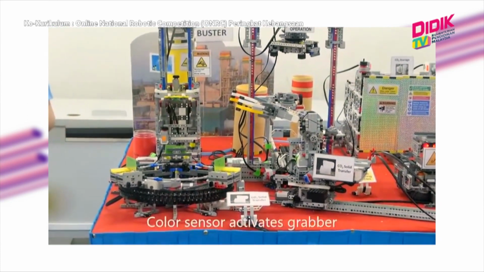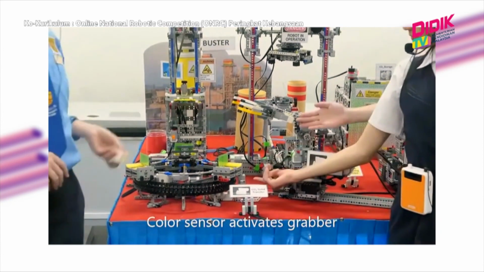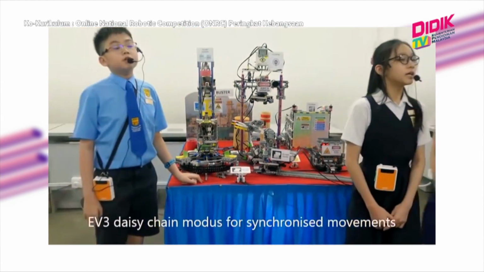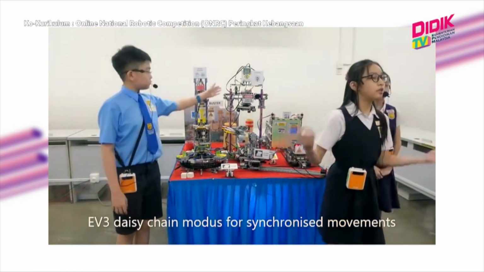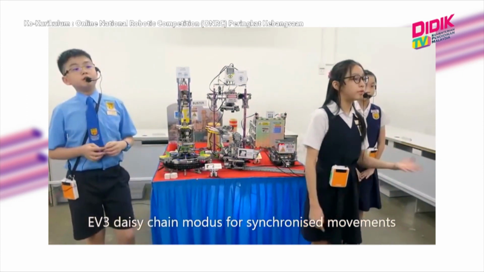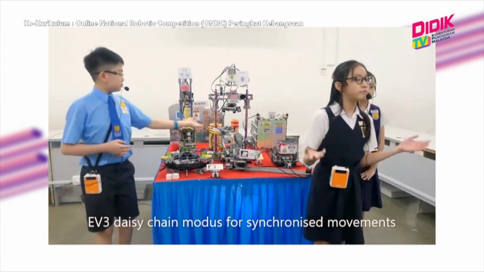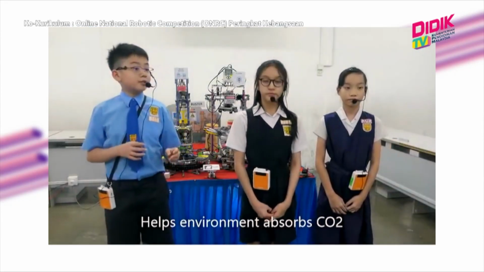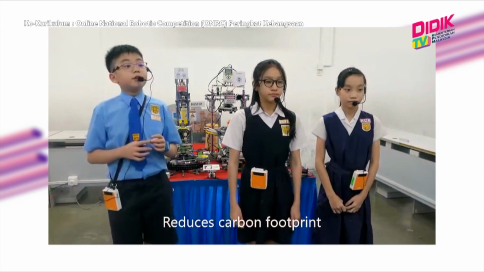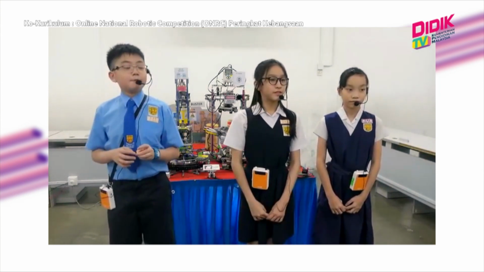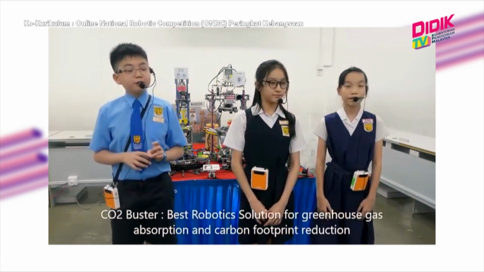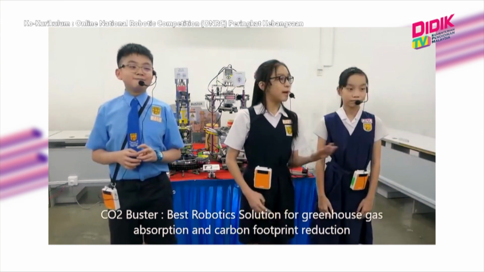The multi-angle grabber is activated when its color sensor detects changes in light intensity as the rotary transfer train arrives. The double packing chamber is enabled to synchronize movements of multiple motors, the conveyor belt, double arm holders, bridge up and down, cap turners and cap holders. It helps the environment absorb carbon dioxide and helps in local manufacturing as well as reducing carbon footprint. We believe CO2 Master is the best robotic solution for greenhouse gas absorption and carbon footprint reduction.